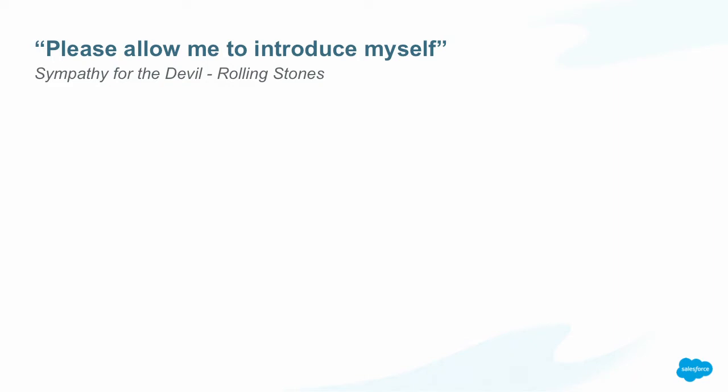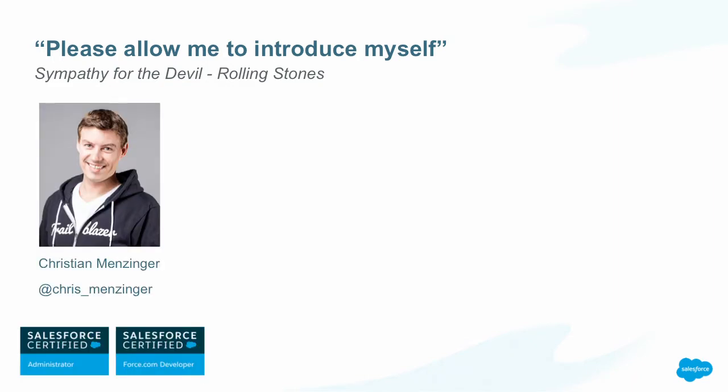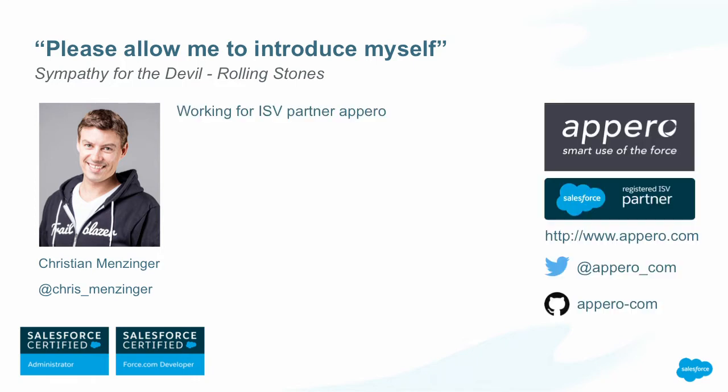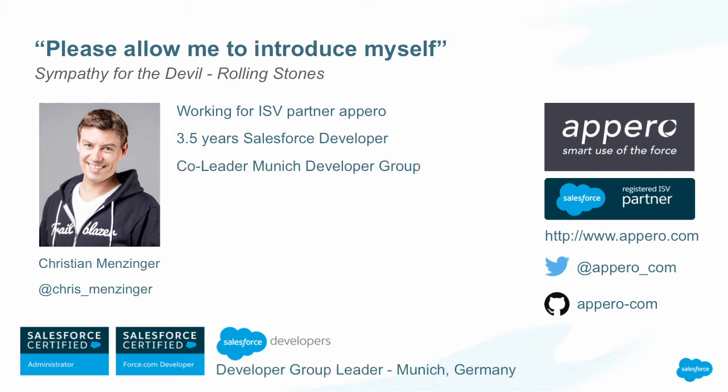So please allow me to introduce myself. My name is Christian Menzinger. I'm working for a German ISV partner called Apero. We are based in Munich. I've been in the Salesforce universe for 3.5 years, doing development, and I'm also co-leading the Munich developer group. And here on the right-hand side, you can see the company information.